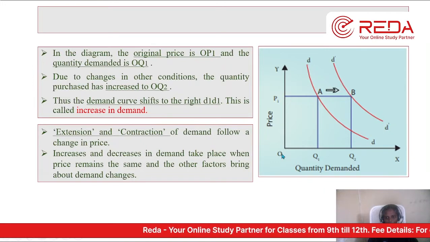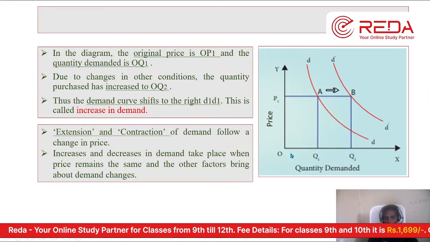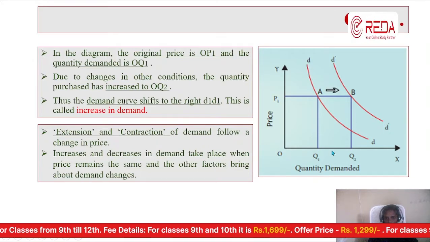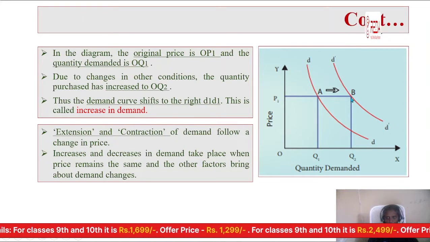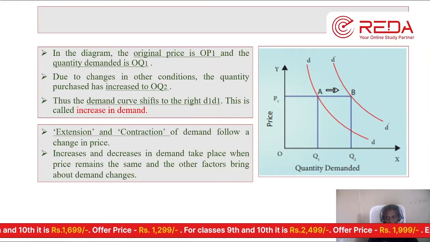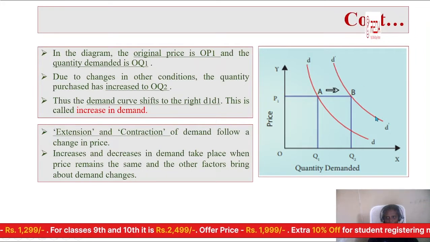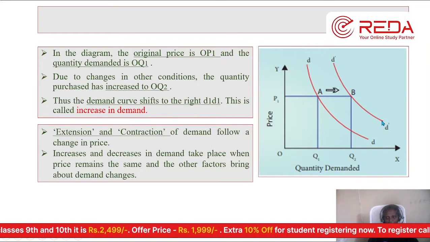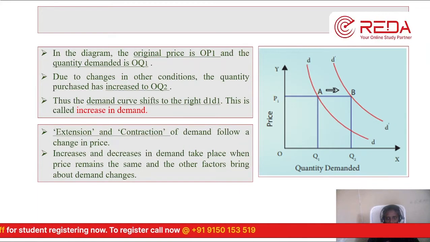At that time, though the price level is 0 to P1, what will happen to the quantity demanded? The quantity demanded will increase from the 0 Q1 level to the 0 Q2 level. If you join both the P1 and Q2 points, you will get the point B, where if you draw a curve, you will get an increase, a shift to the right side of the demand curve from the D level to the D dash level. So this is the shift in the demand curve.